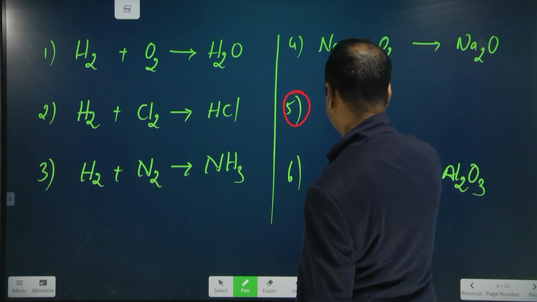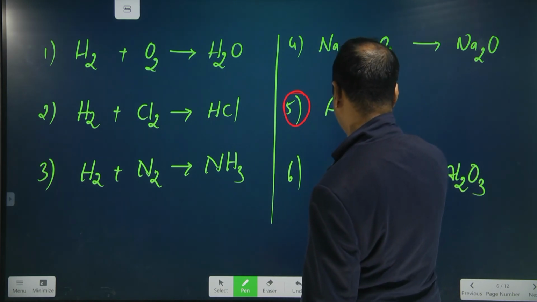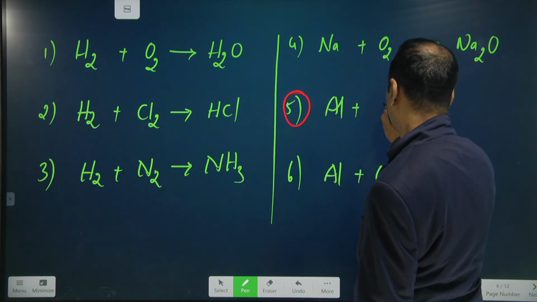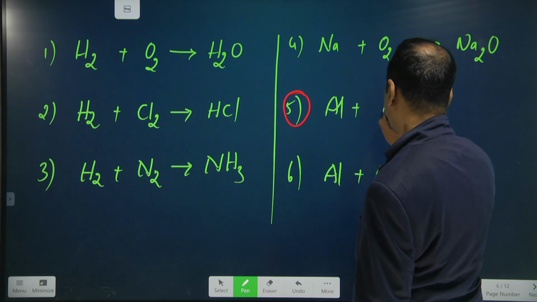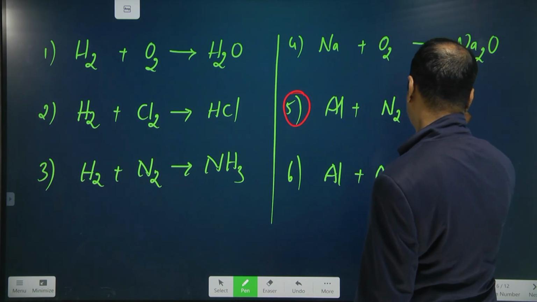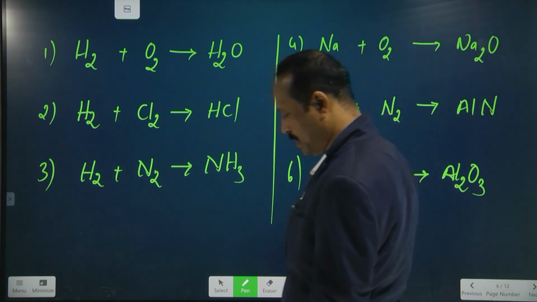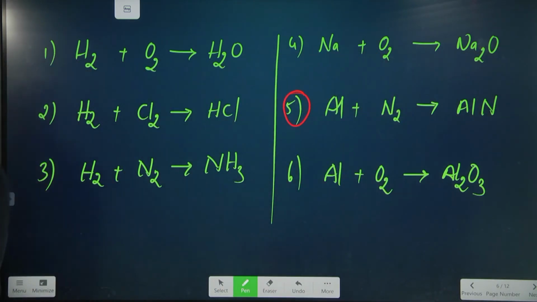Okay, I'll take aluminum once again. Aluminum plus nitrogen gives rise to aluminum nitride, AlN, aluminum nitride. Now you say, now which one shall I solve?